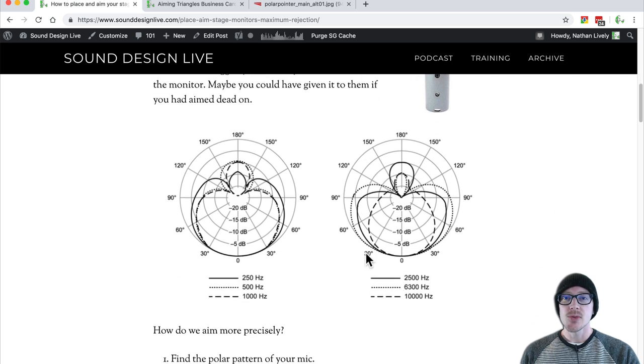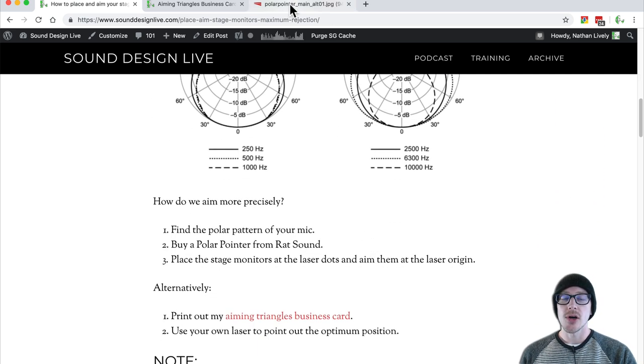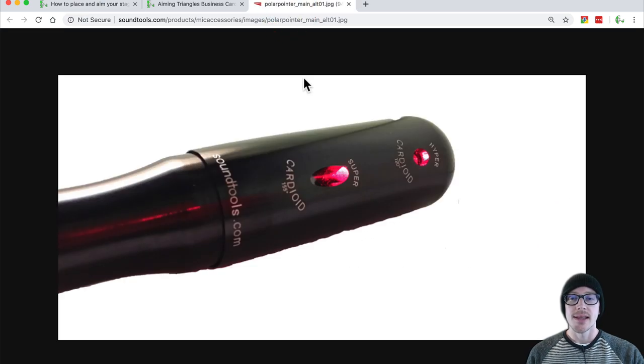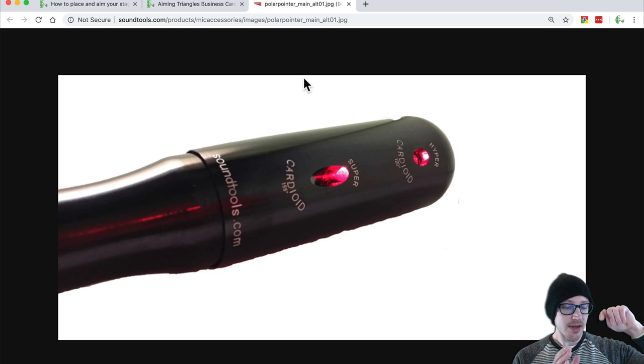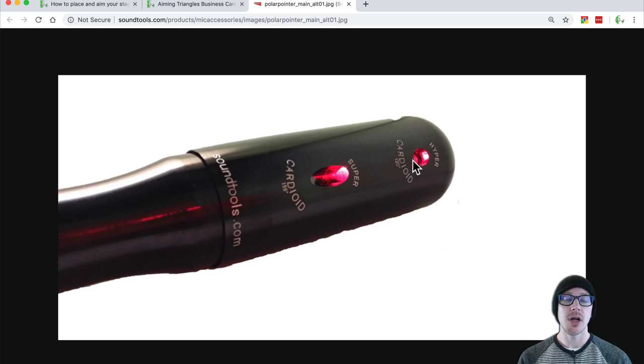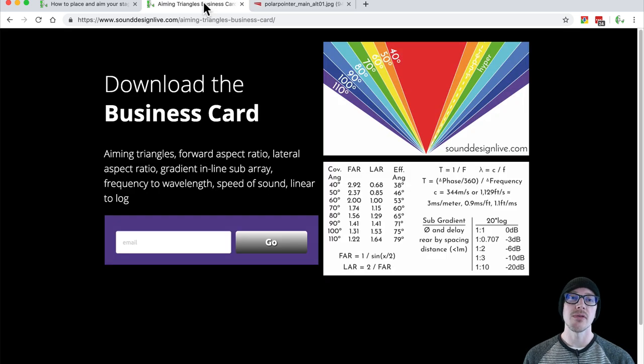I really like this product that Dave Ratt created called the Polar Pointer. Now, you can mount this in a mic clip, then look at where the lasers point for a supercardioid or hypercardioid microphone, and then place your stage monitors in the exact right point. And then I thought, I wonder if I could just update my Aiming Triangles business card to make it sort of like a poor man's Polar Pointer.